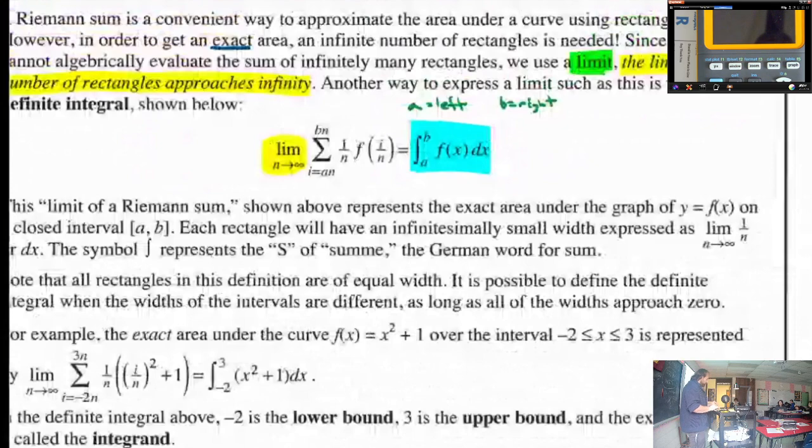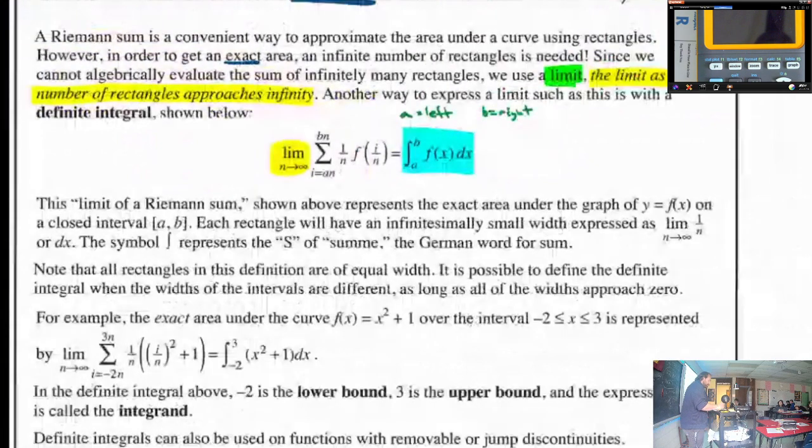Cool math history fact, by the way: it should not really be a surprise that the Greek letter sigma, which is basically the letter S, which stands for the word sum, is there. And also this integral symbol is a big stretchy S, which also stands for the word sum. It's the same idea. You're adding up a bunch of things. This integral symbol represents the S of sum, which is the German word for sum.